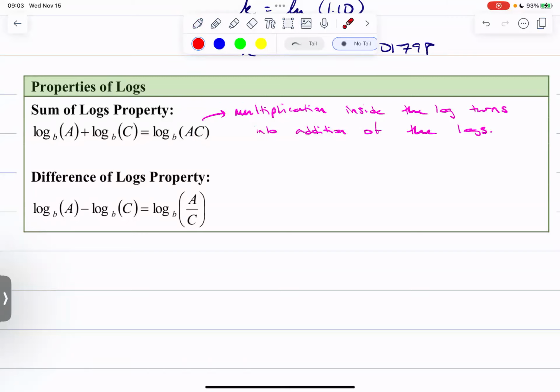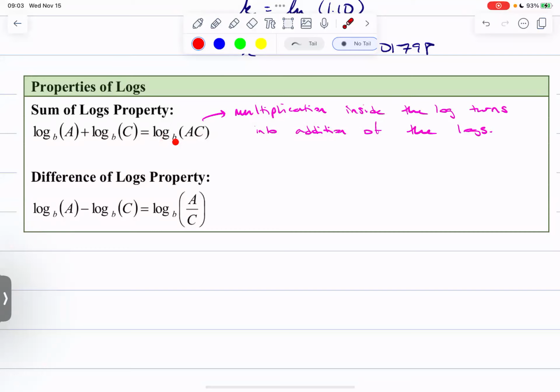Usually we use it to simplify something gross. Like if we have the natural log of 4.1 and the natural log of 10 being added together, then that's the same as the natural log of 4.1 times 10, right? And so then you just have to do it once.